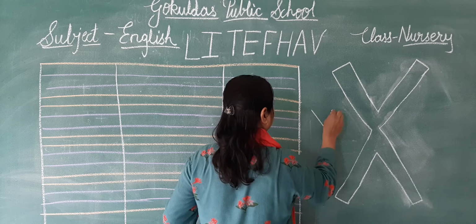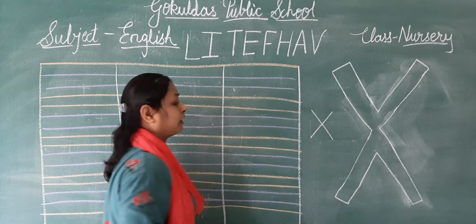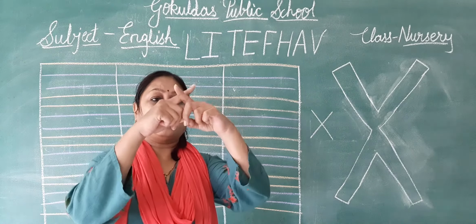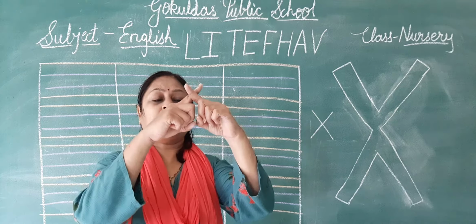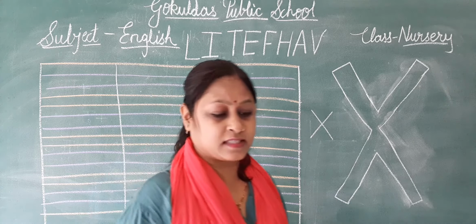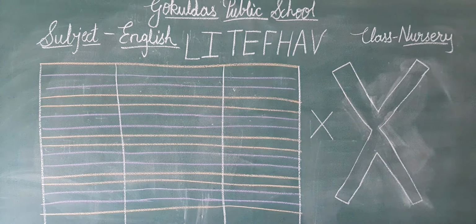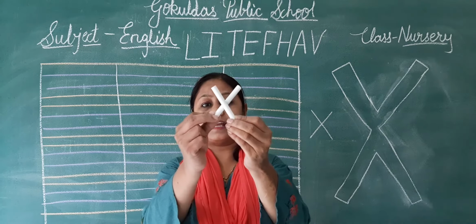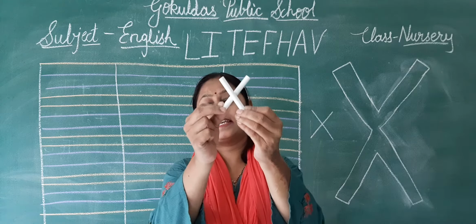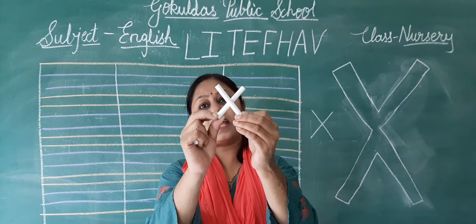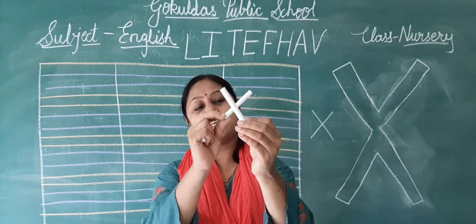Formation of letter X, right? Two slanting lines like this. Two slanting lines make X. Look here, all of you. Slanting line, slanting line. What does it make? X. What is this? X. Slanting line, slanting line, X.